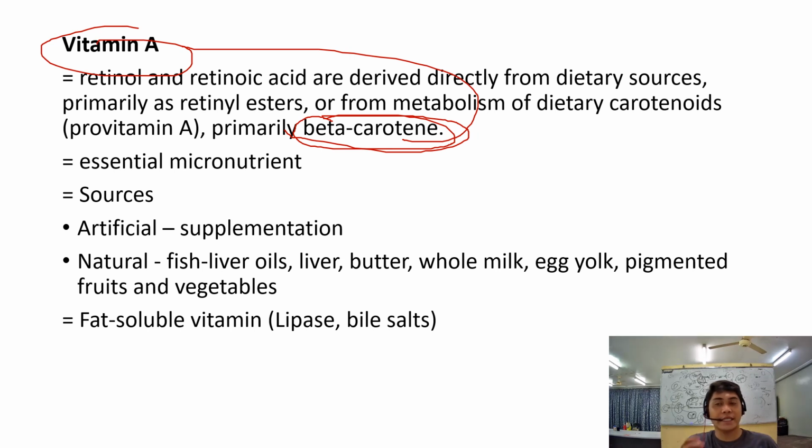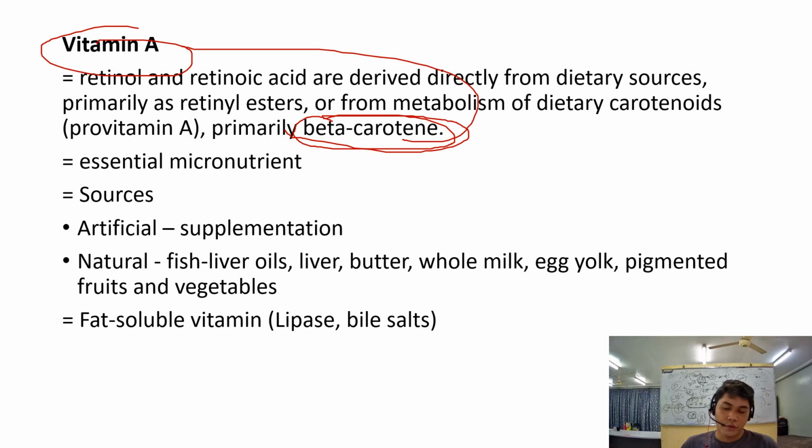Okay, but if it is essential, meaning your body cannot produce its own vitamin A, or produce its own, for example, amino acids. So there are essential and non-essential amino acids. For vitamin A, it's essential, meaning you need to get it from your diet. Your body cannot form vitamin A, so you need to derive it or get it from your food.